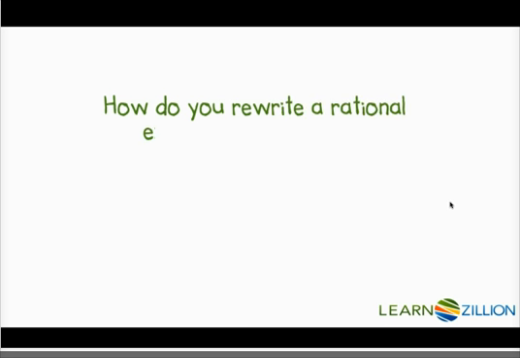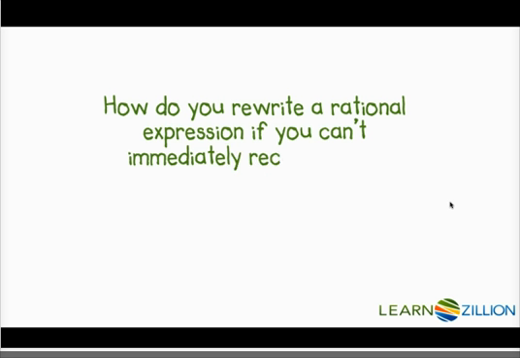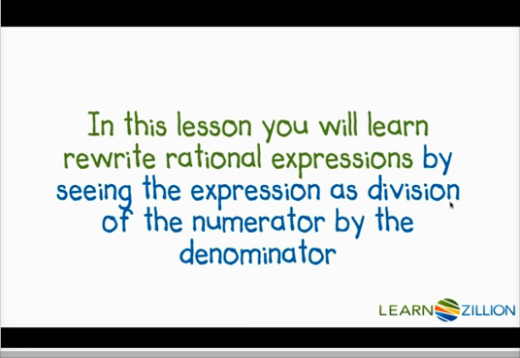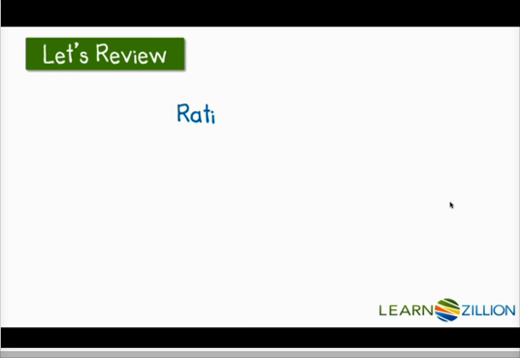How do you rewrite a rational expression if you can't immediately recognize the common factors? We'll look at examples like 6x squared plus 18x plus 15 over x plus 3. In this lesson, you'll learn to rewrite rational expressions by seeing the expression as a division of the numerator by the denominator. So let's review.